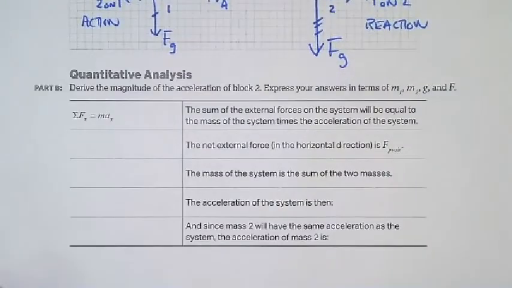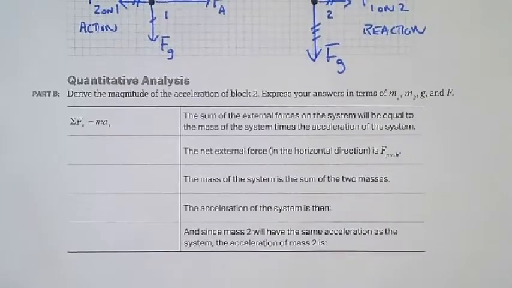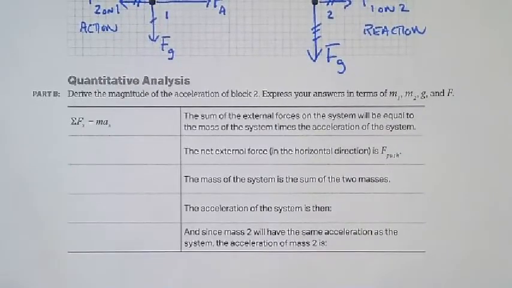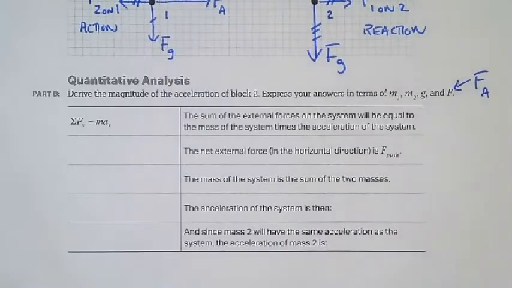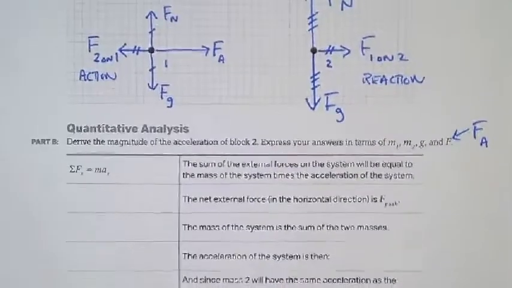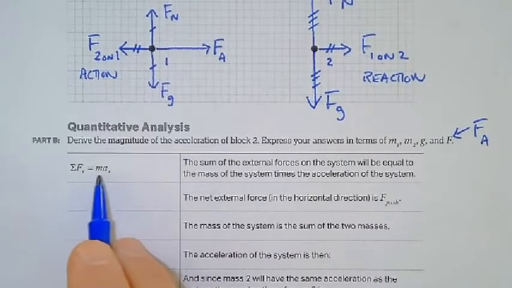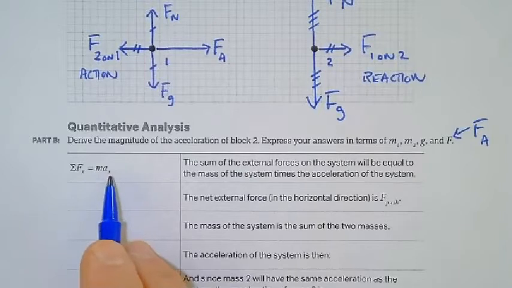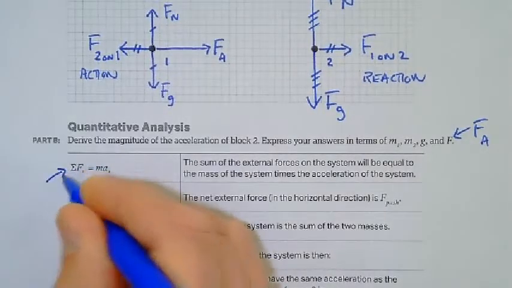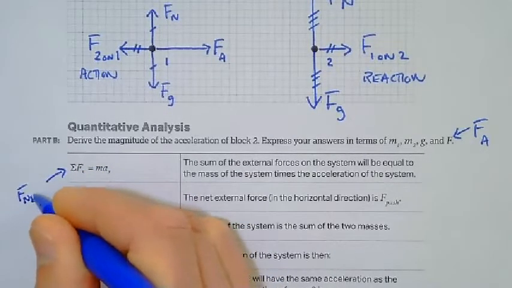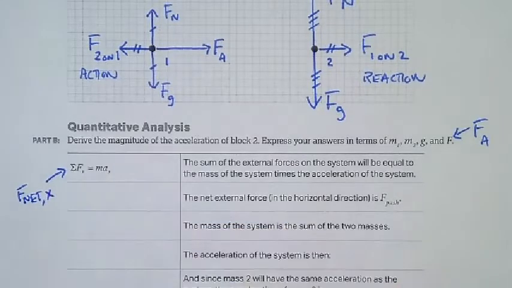All right, part B says, derive the magnitude of the acceleration of block 2. Express your answers in terms of m1, m2, g, and F. And they mean here Fa, that's the applied force. So they get us started here. They say that the sum of the forces in the x direction is equal to m times the acceleration in the x direction. Everybody, that's just a fancy way of saying F net in the x direction.